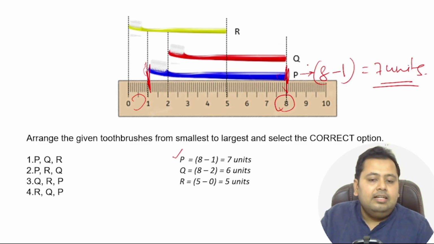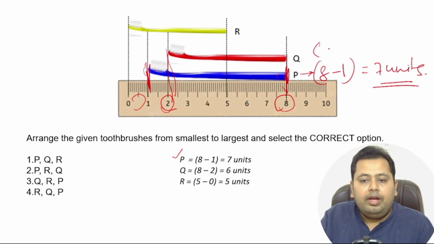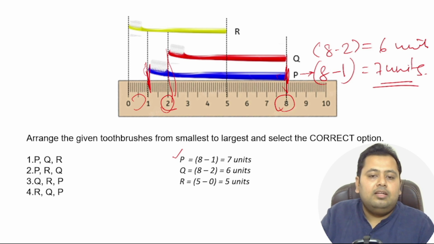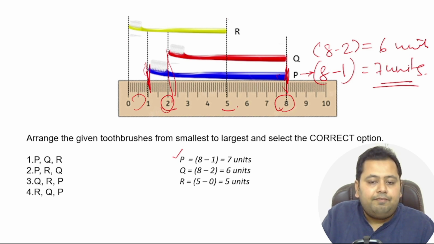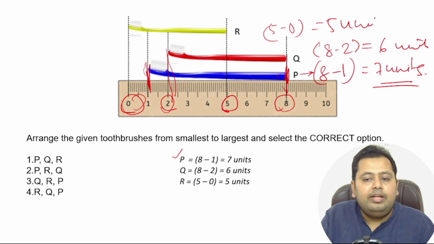That's the length, right? Now if you look at Q, it is nothing but 8 minus 2, right? So if you see, it's pointing at 2. So Q is 8 minus 2, that is 6 units. Now coming to R, if you see, one end of R is at 5, the other one is at 0. So it is nothing but 5 minus 0, that is equal to 5 units.